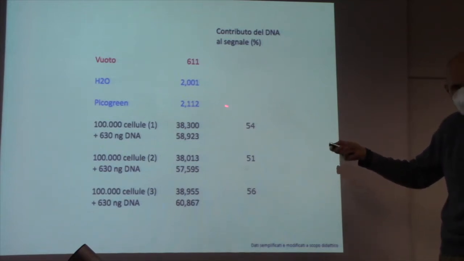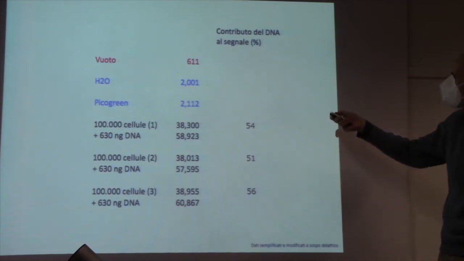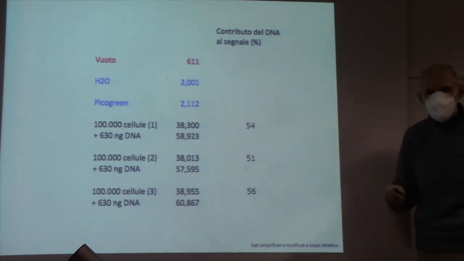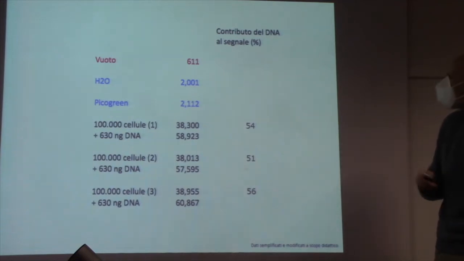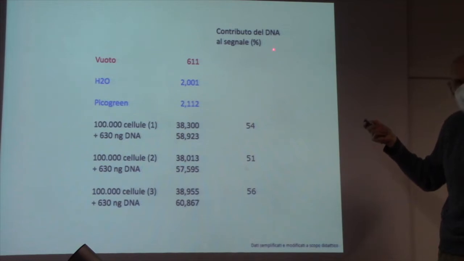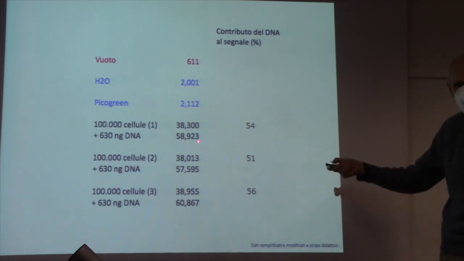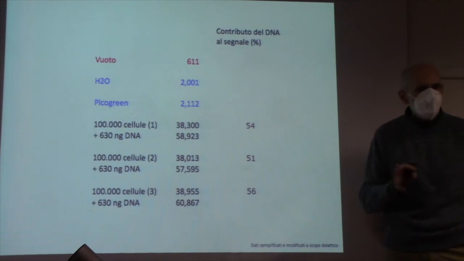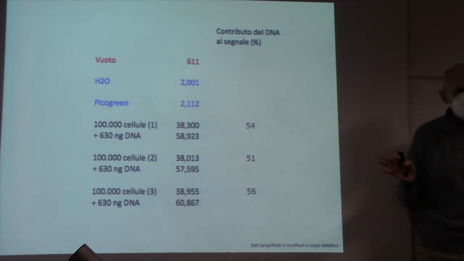46%, meaning that the contribution, oops, this is in Italian, oh, it's in Italian because it's a picture, the contribution of DNA to the signal is 54%, and it's pretty stable in the replicas. So basically, the matrix affects the readout by little less than 50%.